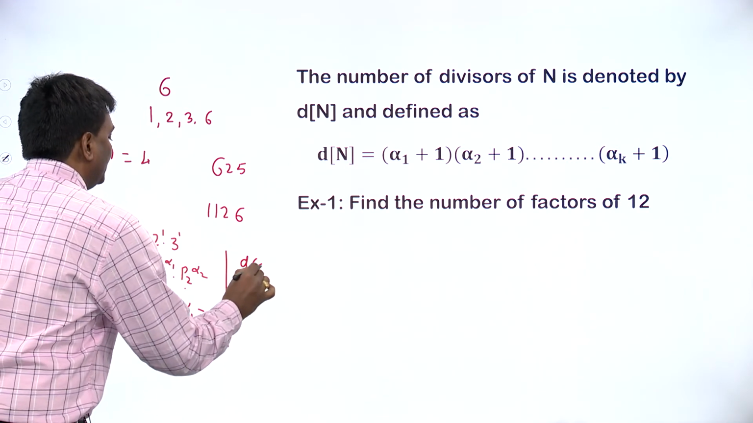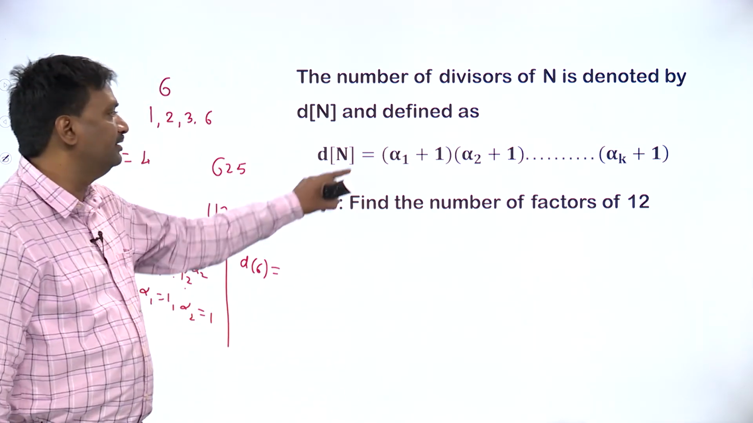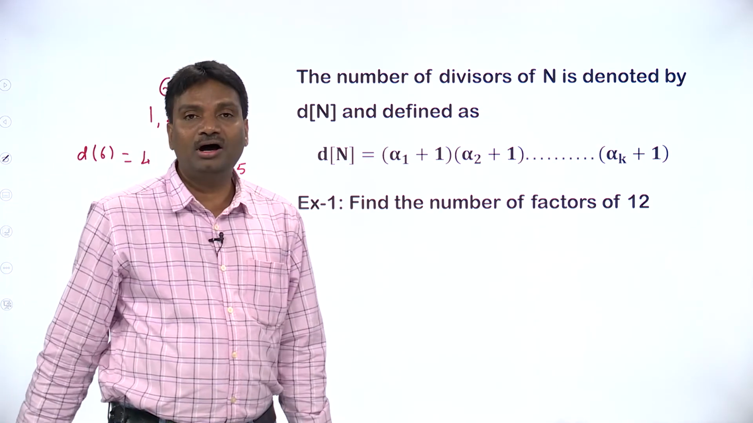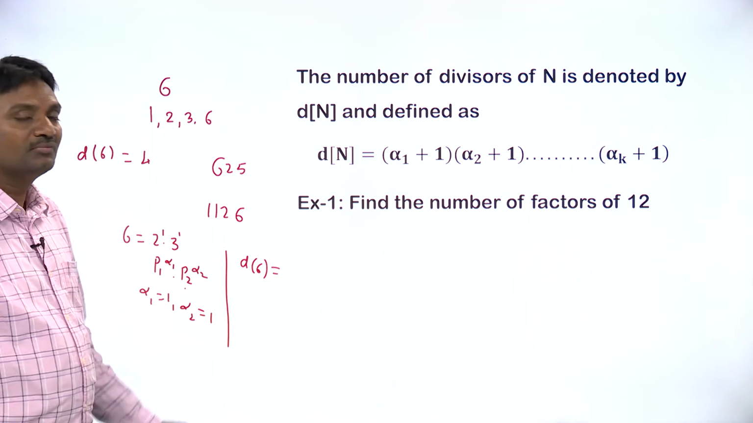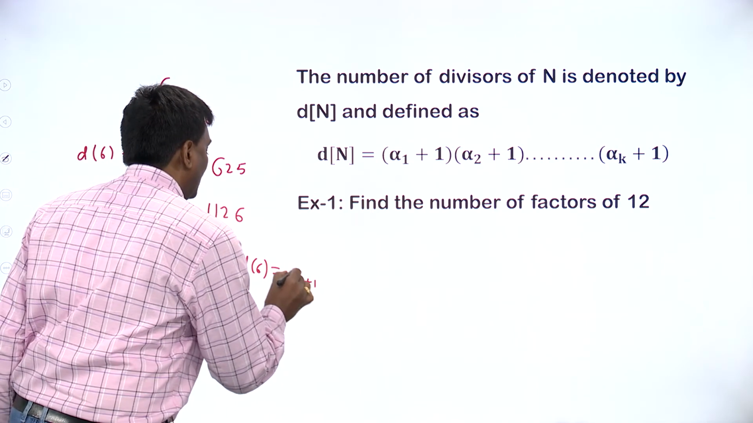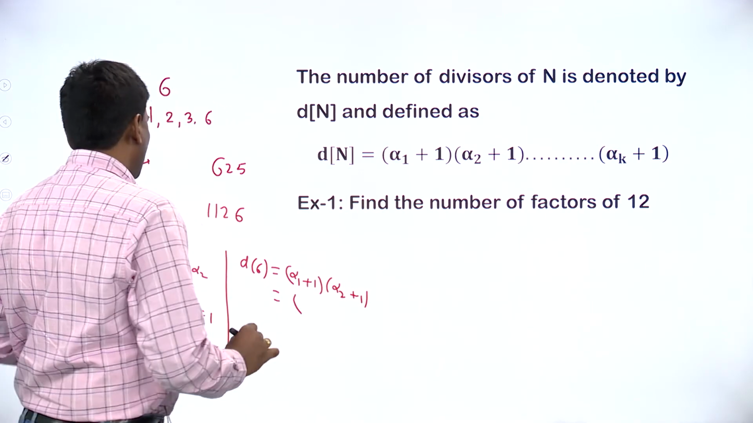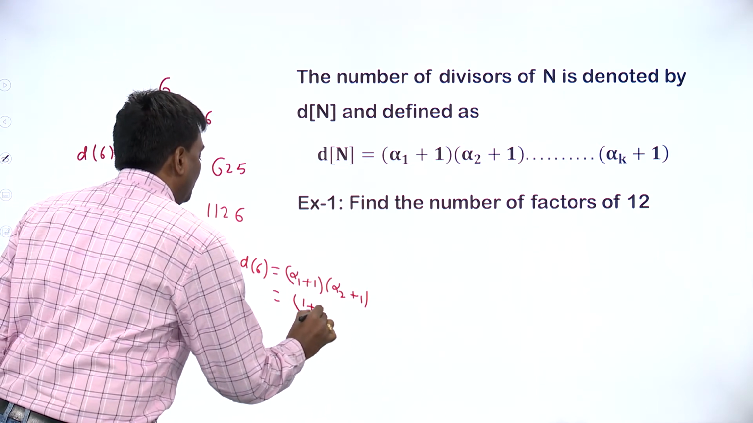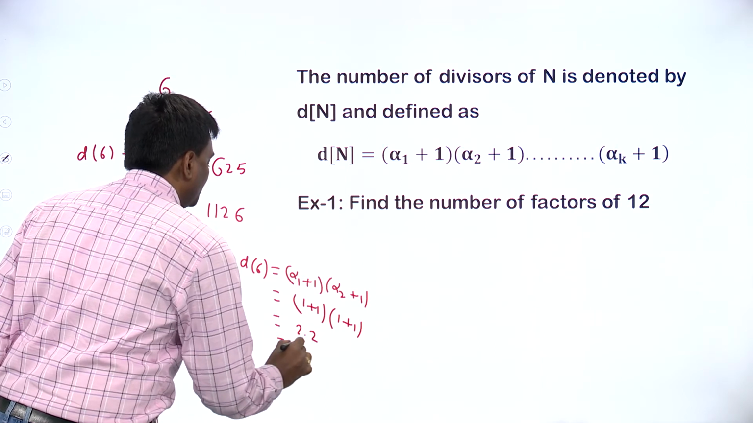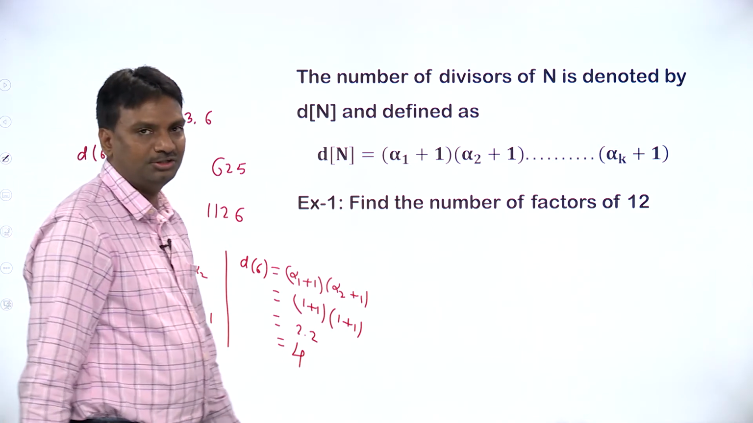Now, d of 6 is nothing but the number of divisors of 6. The formula is alpha 1 plus 1 into alpha 2 plus 1 into so on, alpha k plus 1, but here we have only 2 values, alpha 1 and alpha 2. So we take alpha 1 plus 1 into alpha 2 plus 1, that is 1 plus 1 into 1 plus 1, which is 2 into 2, that equals 4. So d of 6 equals 4, those are 1, 2, 3, 6. Simple.